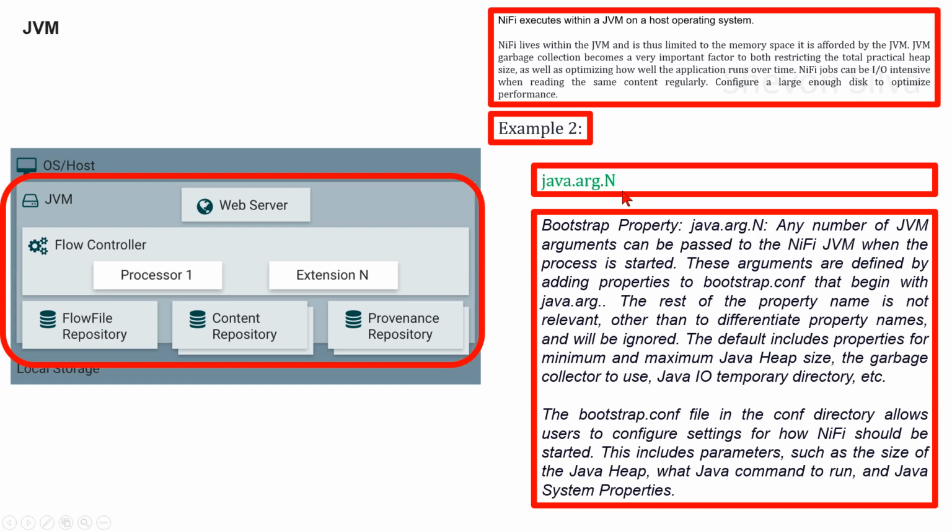The default includes properties for minimum and maximum Java heap size, the garbage collector to use, Java IO temporary directory, etc. The bootstrap.conf file in the conf directory allows users to configure settings for how NiFi should be started. This includes parameters such as the size of Java heap, what Java command to run, and Java system properties.